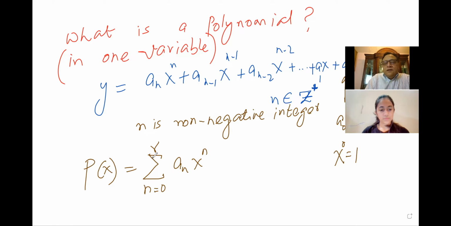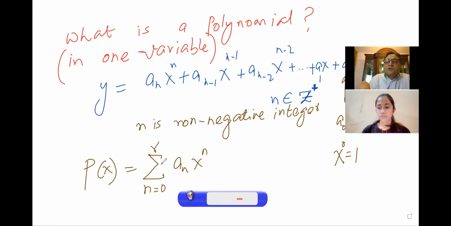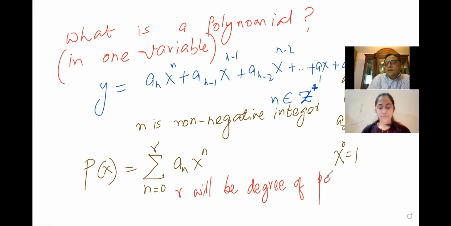So if I write r here, then r is the highest power in the terms, correct? So this series will have the highest power as r. So the highest power is called the degree of polynomial. So in this case, r will be the degree of polynomial. Is that clear? So degree of polynomial is what? Degree of polynomial is the highest power of any term. Highest power of x is the degree of polynomial. Is this part clear to you?